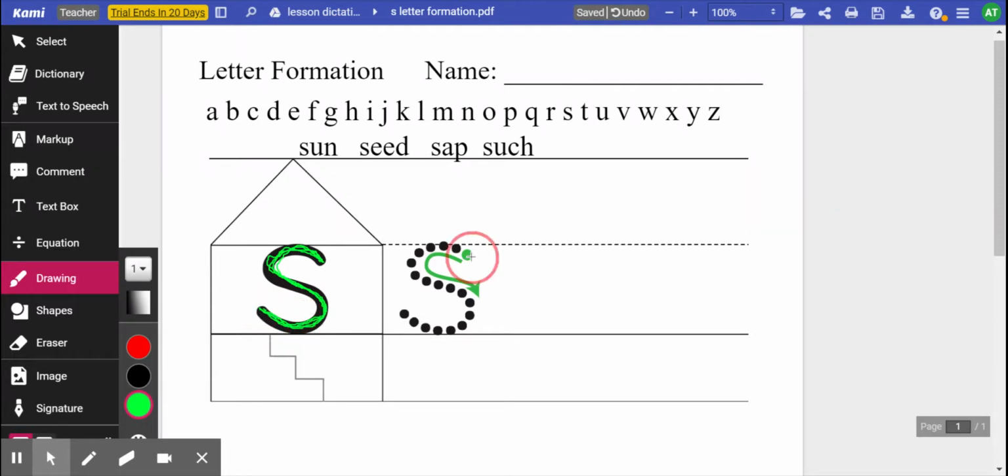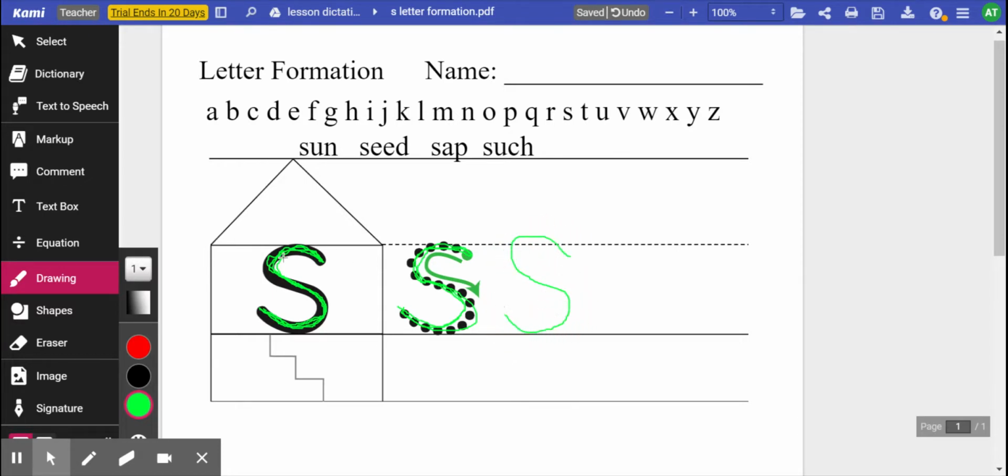So let's practice it here outside of the house. There we go. S, S, and then do it one more time. S, S. Okay, now you try your own. Remember, start kind of close to the top of the ceiling, just a little teeny bit below. Don't forget left and right.